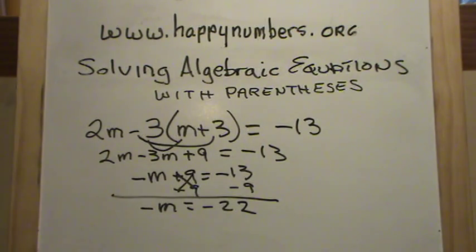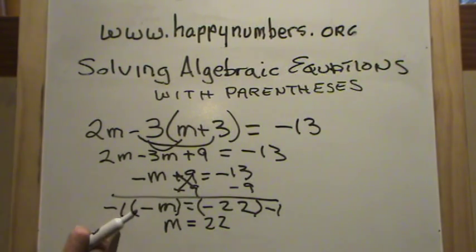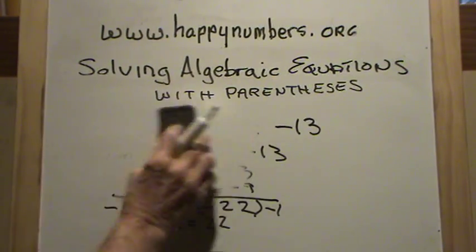Okay, excellent. Generally, when you're working with a problem like this, you may consider multiplying both sides by negative 1. Well, if I multiply negative 1 times negative m, I just get m, because negative and negative gives me a positive. And if I multiply negative 22 times negative 1, I get 22. Multiplying by 1 does not change the number value, but it can change the sign. All right, one more.